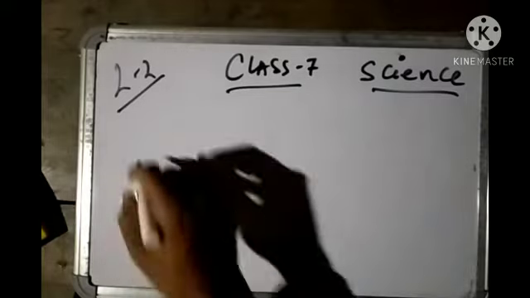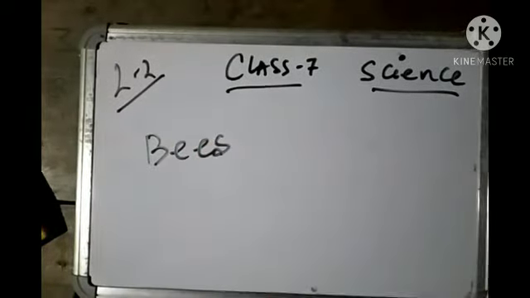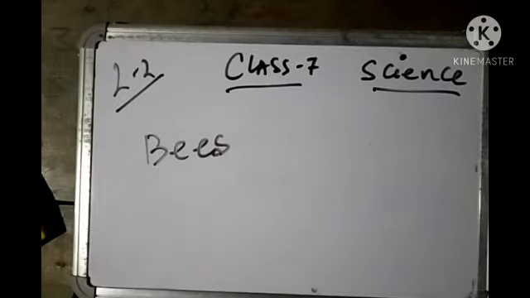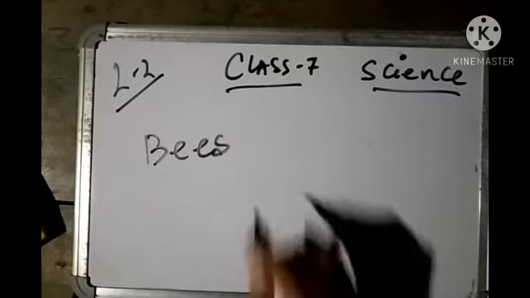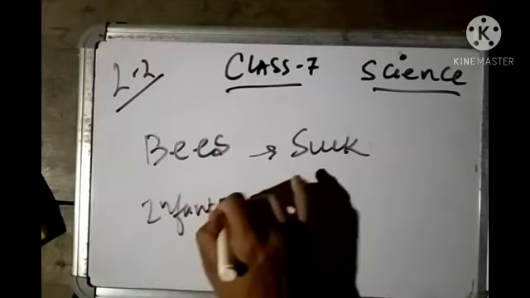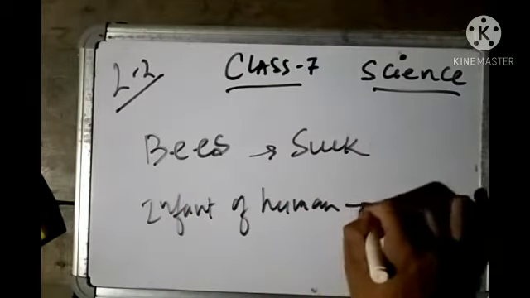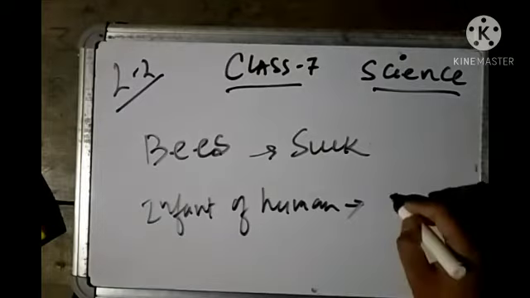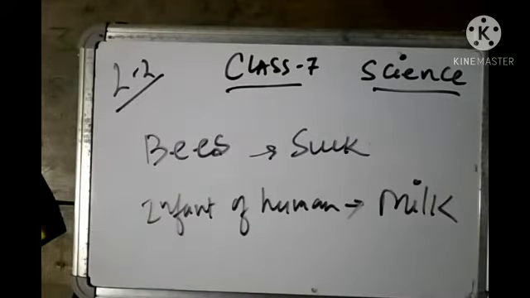Bees and hummingbirds are taken as an example in your textbook. They suck the nectar of plants. Infants of humans are also taken as an example, and many other animals feed on mother's milk. Snakes like the python swallow the animals they prey upon. Some aquatic animals filter tiny food particles floating nearby and feed upon them.